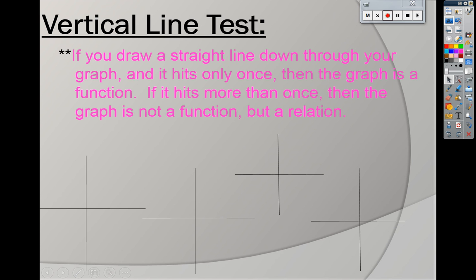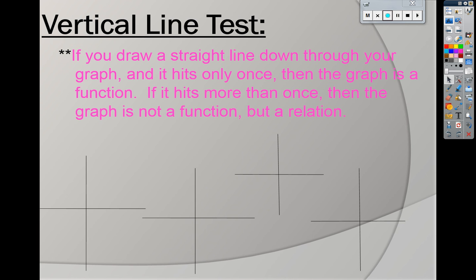Now, they talk about the vertical line test. It says, and this is just a shortcut, do not rely solely on this test, because, like I always say, it's more important to understand why instead of just understanding a shortcut. But if you draw a straight line through your graph and it hits only once, then the graph is a function. If it hits more than once, then the graph is not a function.